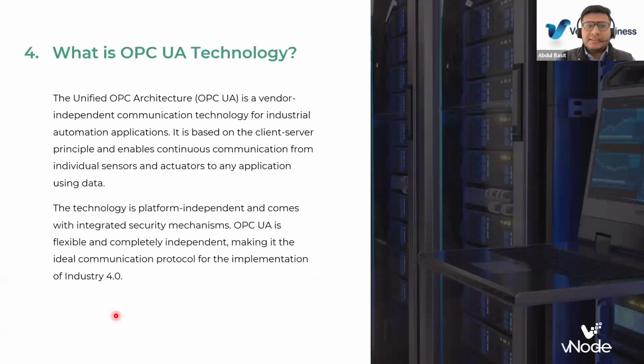Okay. The third technology, which is also one of the most important and one of the most widely accepted, is OPC UA. So OPC UA is basically a vendor-independent communication technology, and it's very powerful for industrial automation applications. It's also based on the client and server methodology. So for example, you have an OPC UA client and an OPC UA server. The OPC UA client is asking, and the OPC UA server is responding to all those requests.